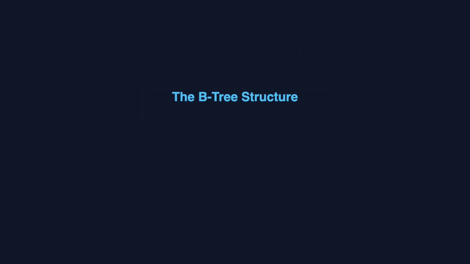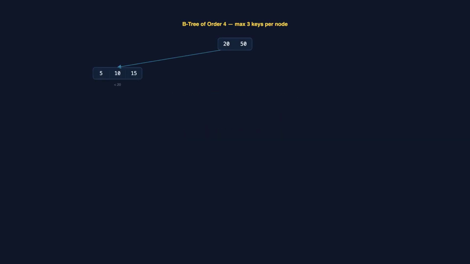A B tree looks different from the binary trees you might know. Instead of each node holding one key with 2 children, a B tree node holds multiple keys and has multiple children. Here's a B tree of order 4. That means each node can hold up to 3 keys. The keys within each node are always sorted from left to right.